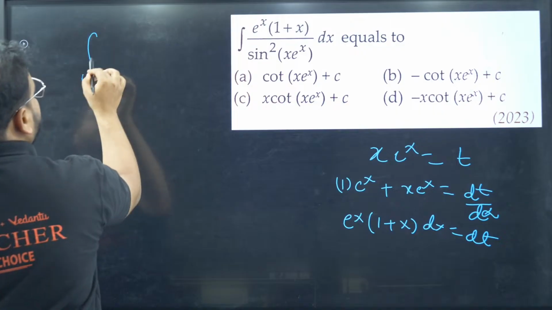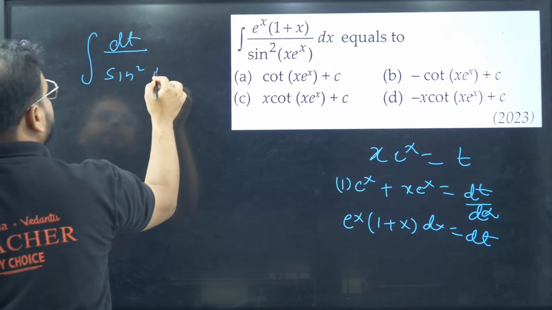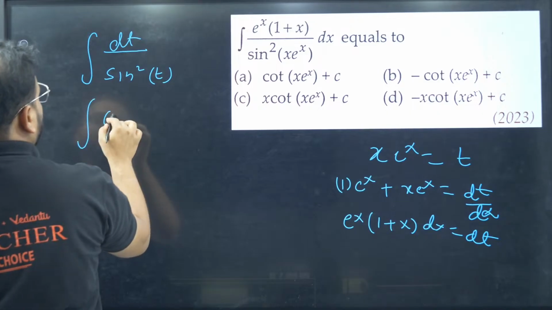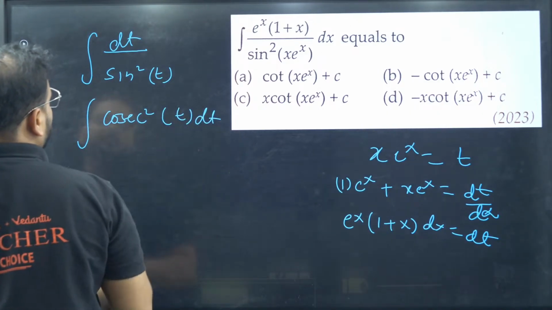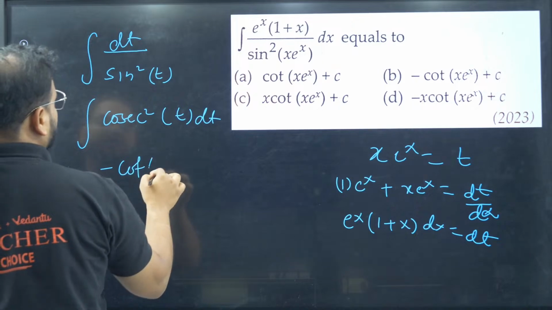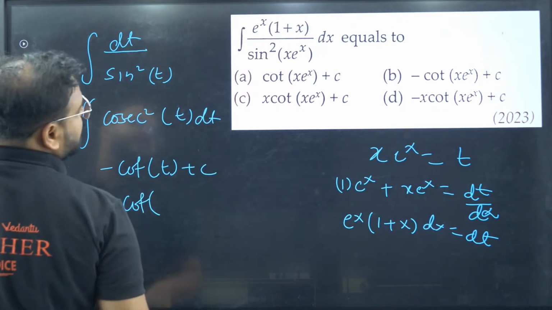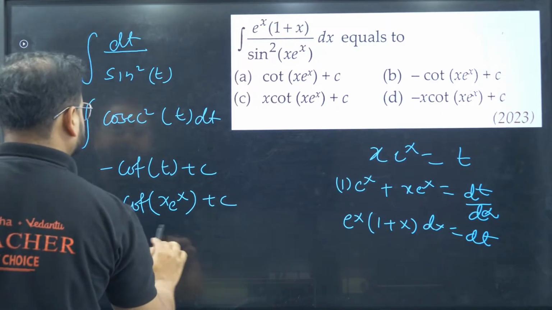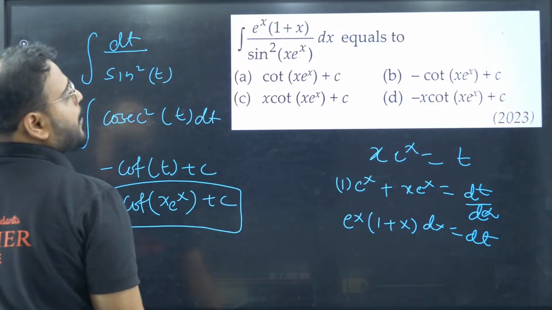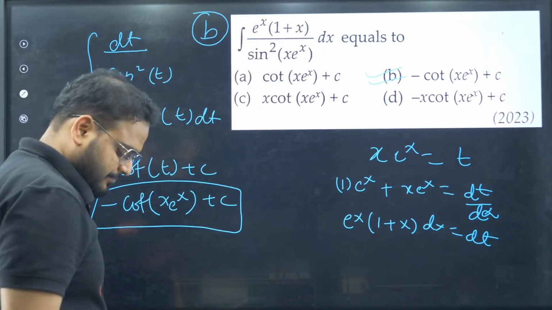This whole thing will become the integration of dt upon sine square t. So the integration of cosec square t dt, the answer is going to be minus cot t plus c. What is t? It is x e power x. So minus cot of x e power x plus c. Option B is correct. This is clear, right?